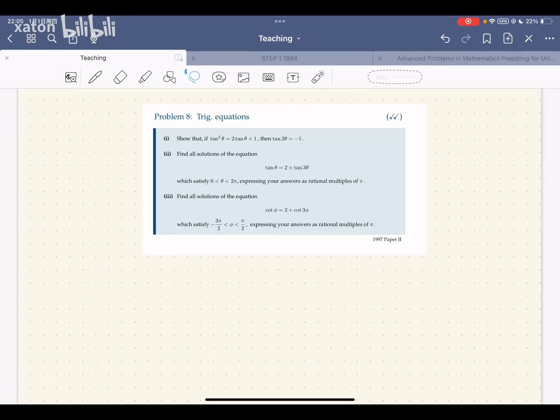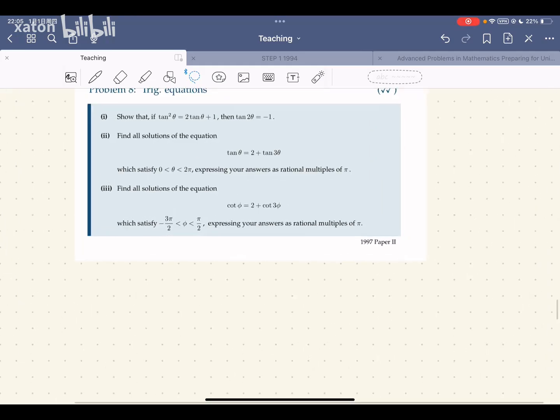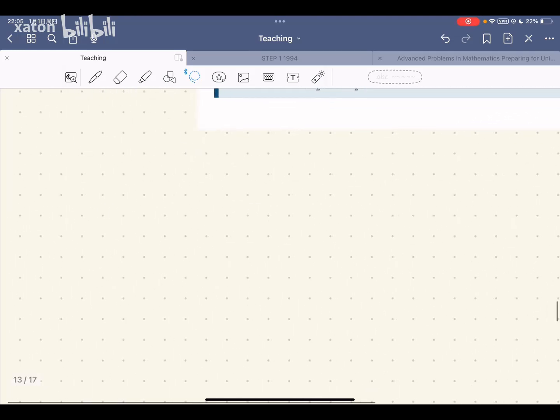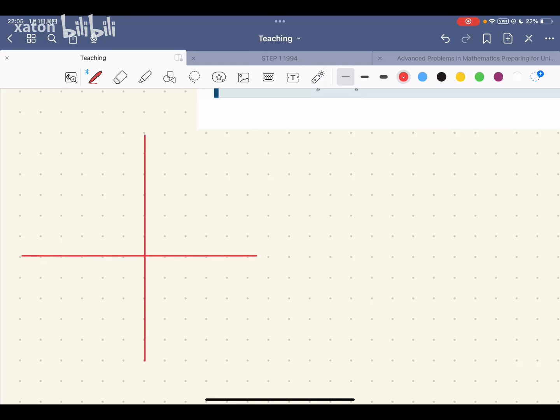Go to problem 8. Let's try to solve this trigonometric equation together. We can see the question is mainly about tangent. So before doing it, let's do some review about some properties related to tangent. First, let's review the graph of tangent. Let's quickly sketch what tangent x looks like.